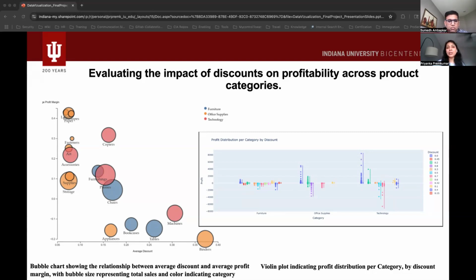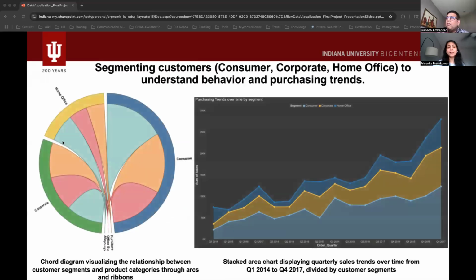The bubble plot, as shown in the second figure, also underscores the trade-off between discounting and profitability. Moving on to the next slide. In this, the objective was to understand how customer segments interact with the product categories. And we used a chord diagram to demonstrate this, built in D3.js.